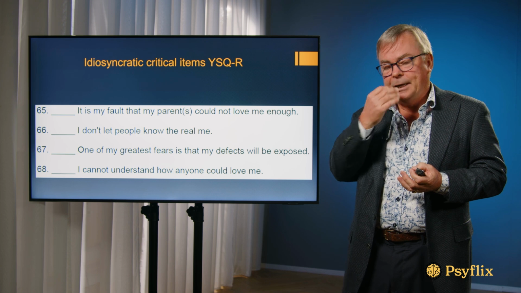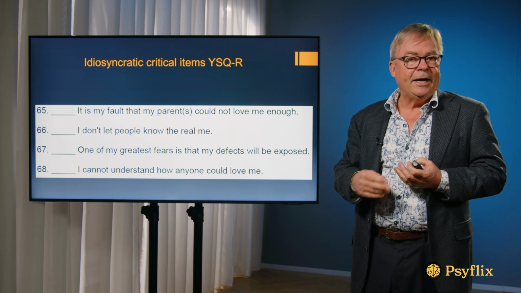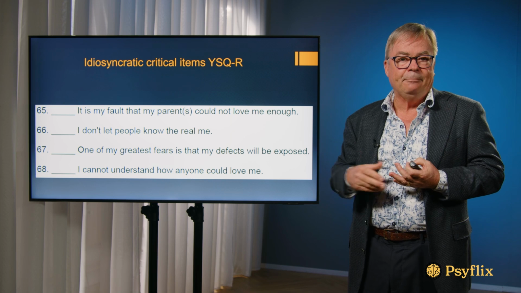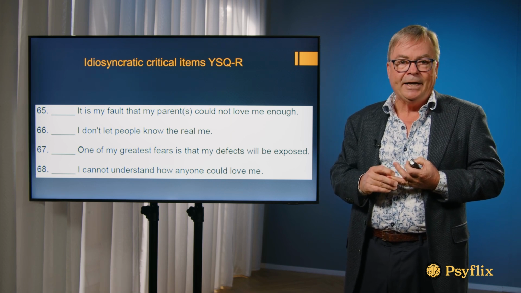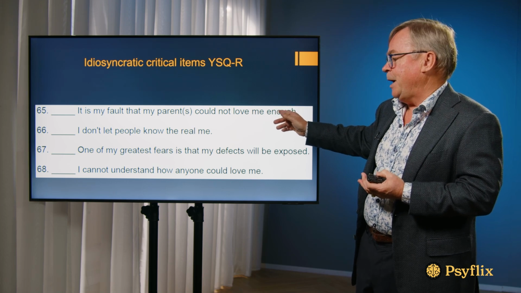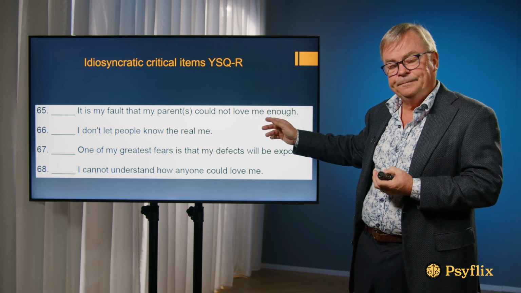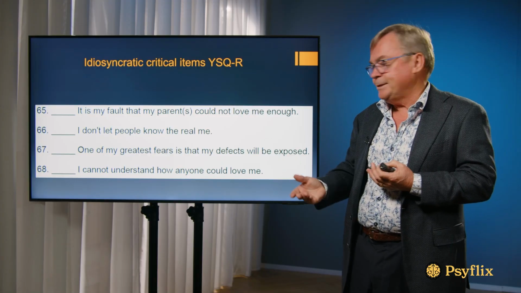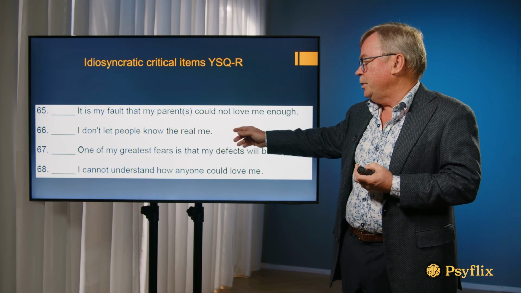If in your assessment process you find that a person has put 5s or 6s beside each of these items, a useful clinical thing to do is to ask the client to close their eyes and then say to them, I'm going to read back to you statements that you said describe you perfectly. As I read them back to you, I want you to notice what experiences come to mind as you think about this idea. Then you would say to them, it is my fault that my parents could not love me enough, and leave 20 or 30 seconds for experiences to come to mind. And then the next statement, I don't let people know the real me.